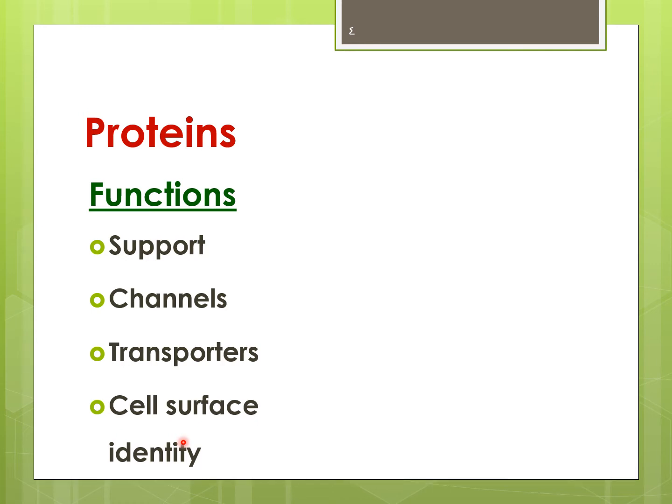Cell surface identity. We said before that the glycocalyx is the component in the cell membrane responsible for the identity of the cell. So why do we mention this here? Because the glycocalyx mainly consists of the carbohydrate part of glycoproteins and the glycolipids. And since the glycoproteins are more abundant in the cell membrane, the cell surface identity may be attributed to the proteins. And we mean by this the glycoproteins.